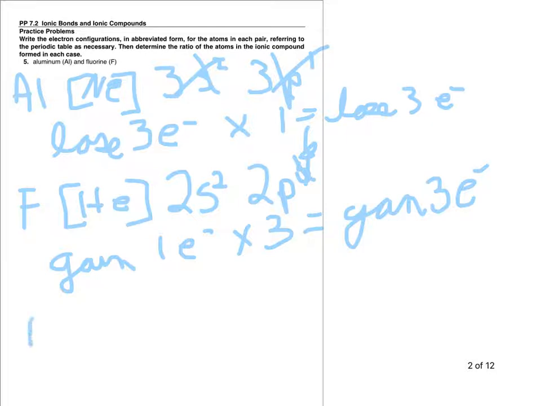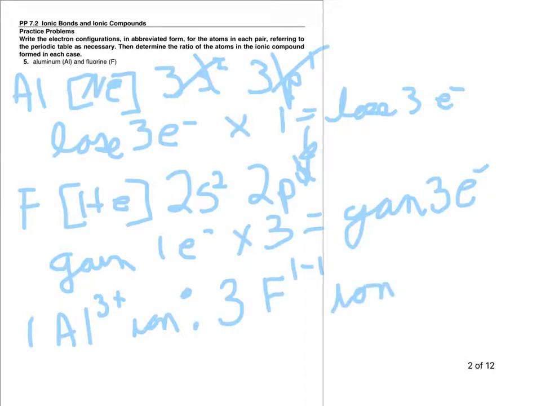So we've got 1 aluminum with a 3 plus charge ion for every 3 fluoride ions. Back up here a bit. Every 3 fluoride ions. There we go.